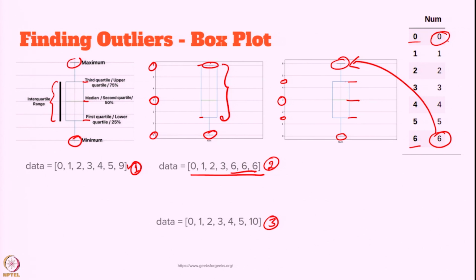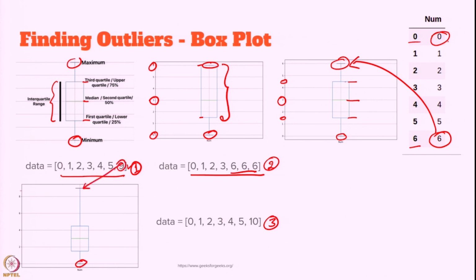Now we will go to the second case. In the second case, we have 0 to 9. Again, 0 is the minimum number and 9 is the maximum number. Now we have the median, which is 3, and then we have 4.5 as the third quartile and 1.5 as the first quartile. You can see that the entire data is represented within the box plot.